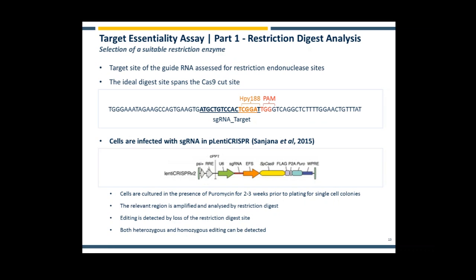Now, the infected population is then cultured in the presence of puromycin for 2 to 3 weeks to ensure all alleles have been fully edited, and then the cells are plated as single cells and allowed to grow. And then once the colonies have reached a sufficient size, they're harvested and we perform a PCR and determine editing by a restriction digest assay. Using this method, we can evaluate whether heterozygous or homozygous editing has occurred.